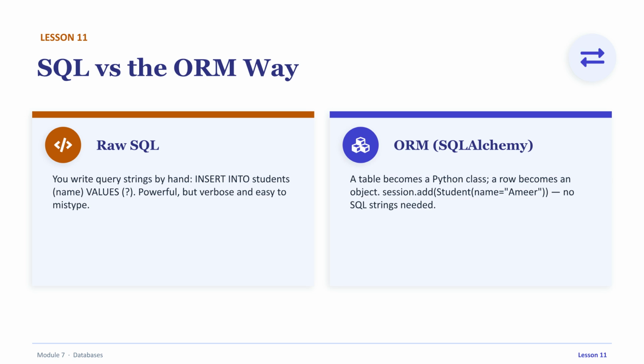Here's the shift. With raw SQL, you write query strings by hand, powerful but verbose and error-prone. With an ORM like SQLAlchemy, a table becomes a Python class and a row becomes an object. You add a student object. SQLAlchemy writes the SQL for you.